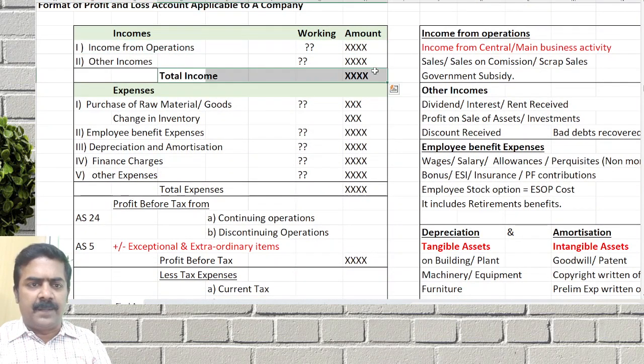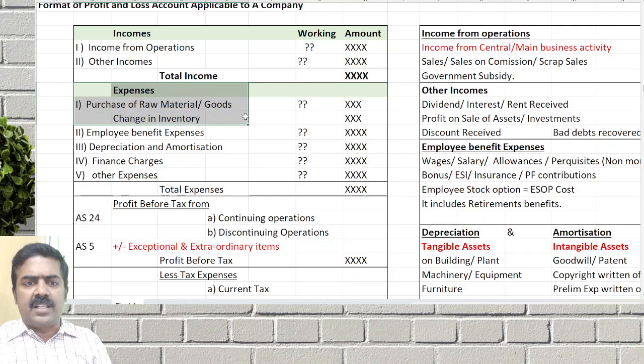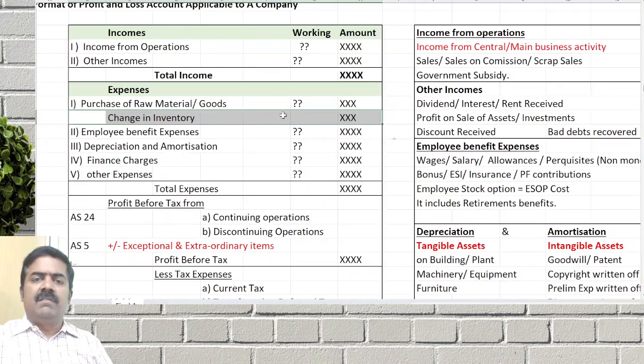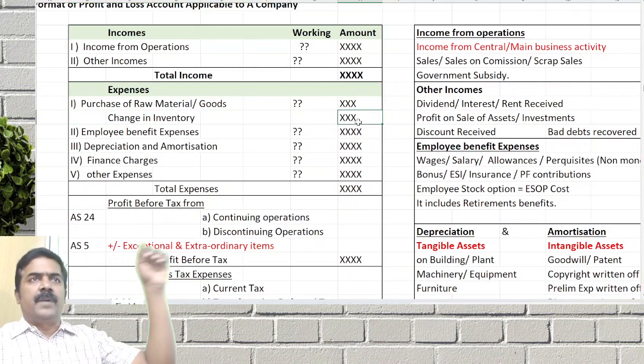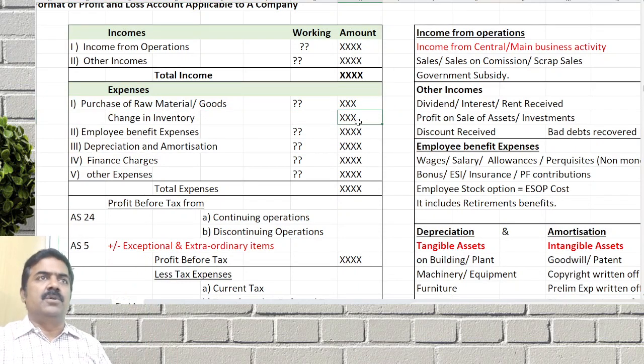We get total of income minus all the expenses. What do you mean by all the expenses? Purchase of raw material, change in the inventory. When will change in inventory become an expense, or be an adjustment with expense? Opening stock 5 crore, closing stock 2 crore. There is a reduction of inventory, it will be taken as an expense.